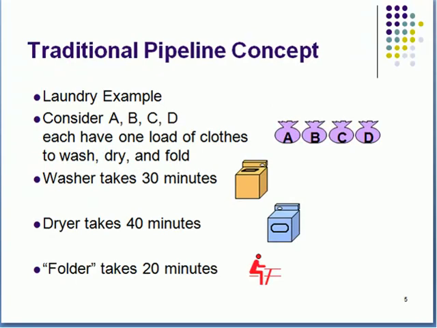To better understand the concept of pipelining, let us take a traditional pipeline example called the laundry example. Consider we have 4 persons A, B, C and D. Each has one load of clothes to wash, dry and fold. Let us assume a washer takes 30 minutes to wash, a dryer takes 40 minutes to dry, and the folder takes 20 minutes.